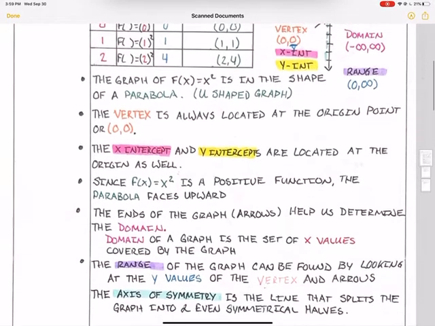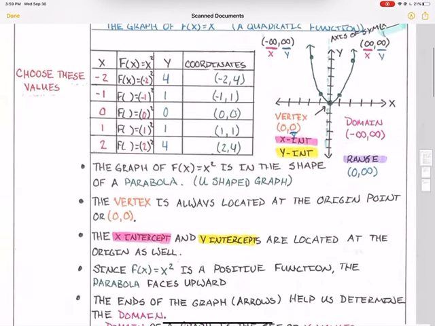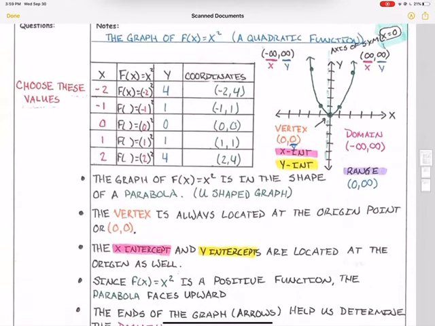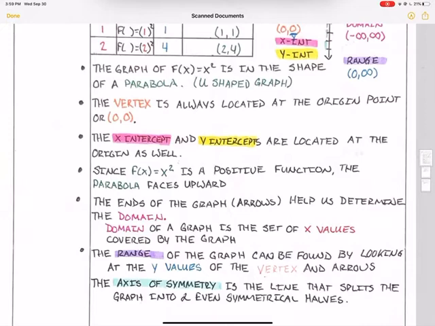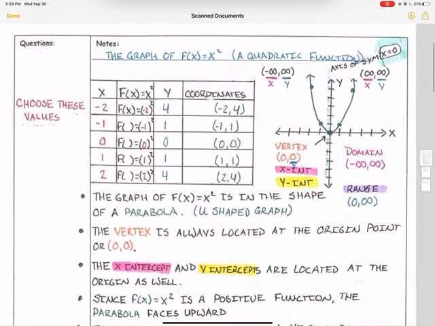The ends of the graph, or the arrows, help us determine the domain. So if we look at the arrows, the x values are negative infinity and positive infinity. That gives us our domain. The range of the graph of the function can be found by looking at the y values of the vertex and the arrows. So the vertex, I colored in blue, the y value is 0, and at the arrows, both my y values are positive infinity. So in this case, my range goes from 0 to positive infinity, which you can see highlighted in purple and written in blue in the lower right-hand corner of that graph. Range is 0, infinity.